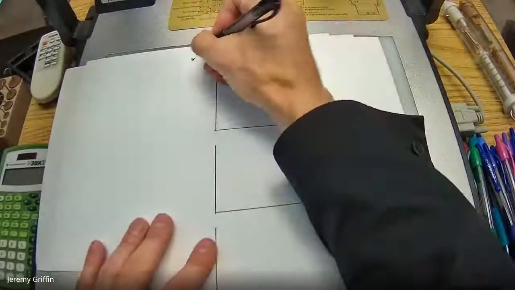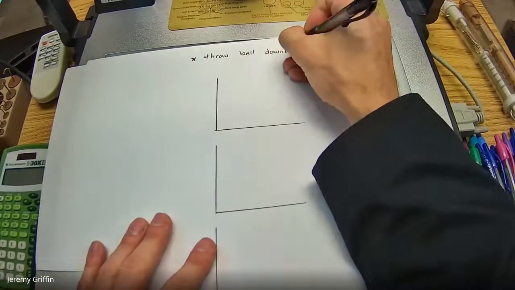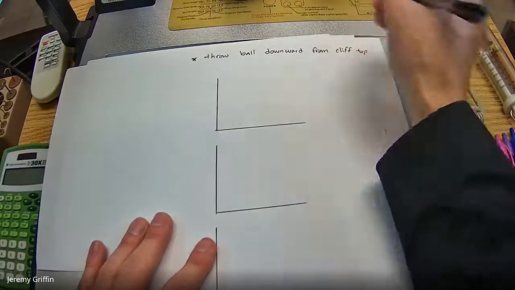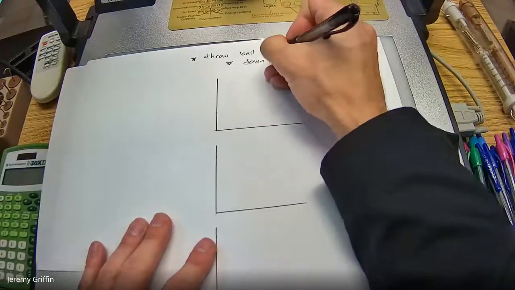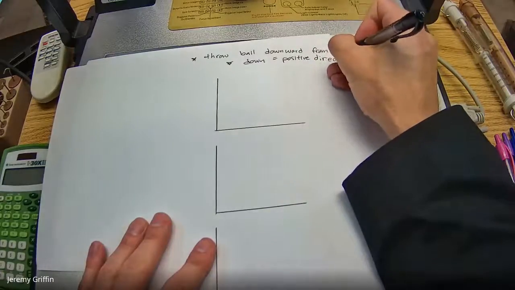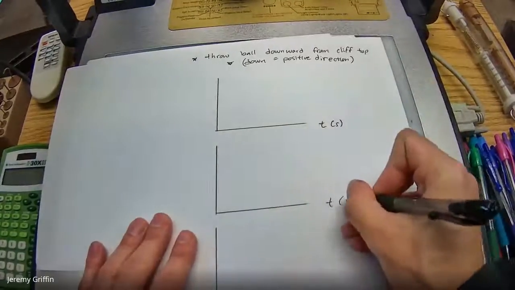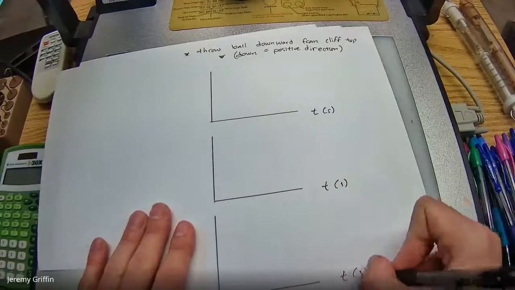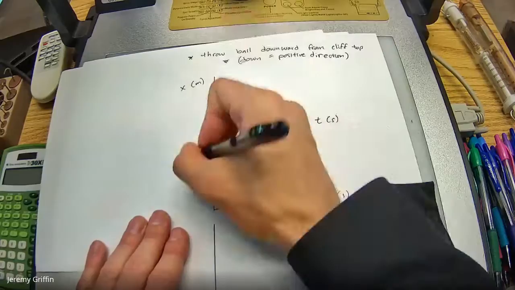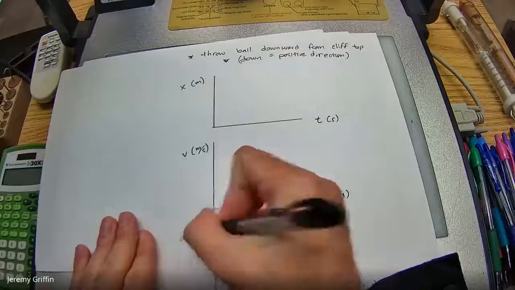So, throw ball downward from cliff. Down is the positive direction. And we're looking at, okay, so time is ticking along for every single one of these. From left to right, time is progressing, right? It's like tick. How far did the ball go in meters? How fast is it going in meters per second? And what's the acceleration in meters per second squared?